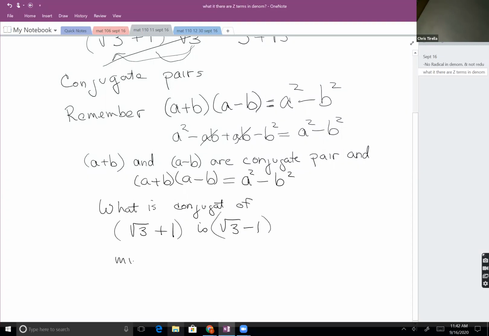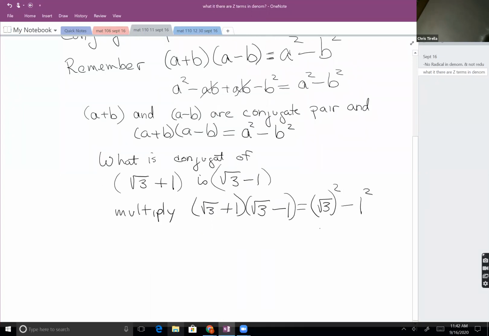And if I multiply radical 3 plus 1 times radical 3 minus 1, that would give me, using the pattern, the first one squared minus the second one squared. And when I square radical 3, what do I get? Just 3. And when I square 1, I get 1. And so I'd be left with 2. And so if I multiply a binomial expression that contains a radical with its conjugate, there's no radical left.